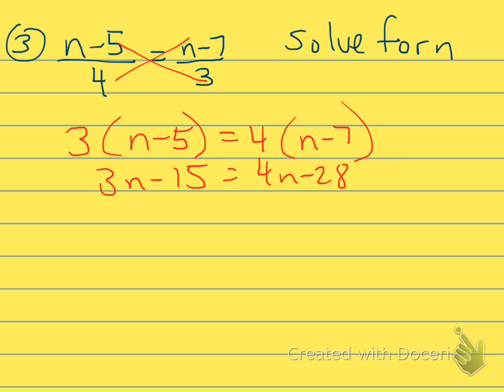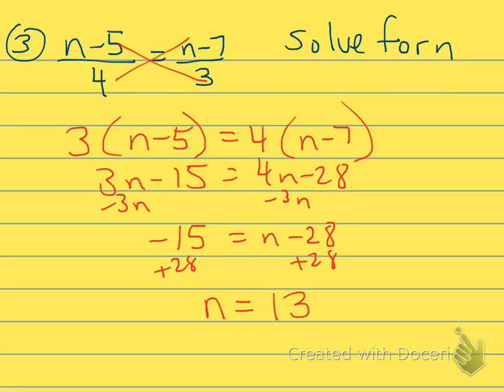Now I can isolate, get my n's together. I'm left with negative 15. And I add 28. I get n equals 13.